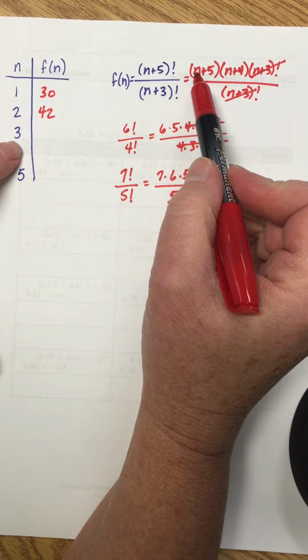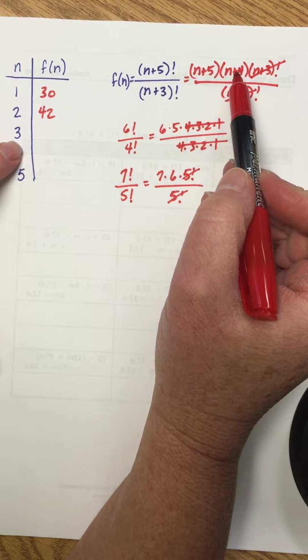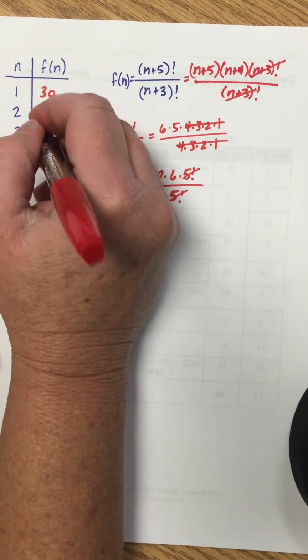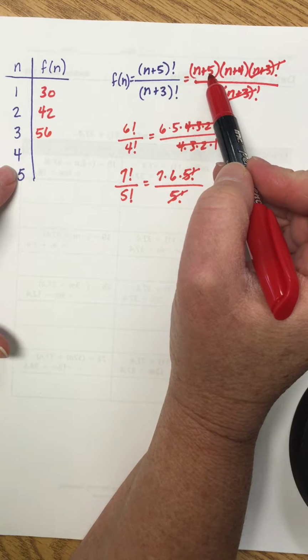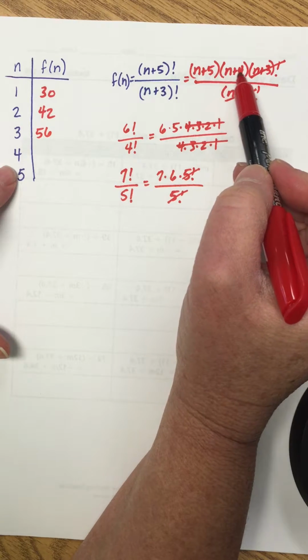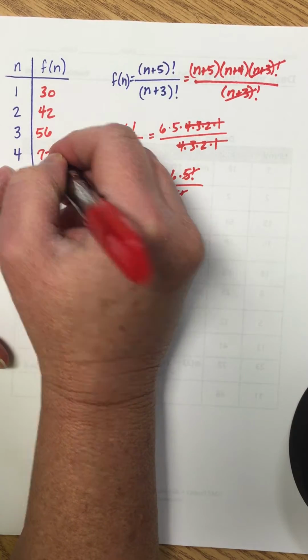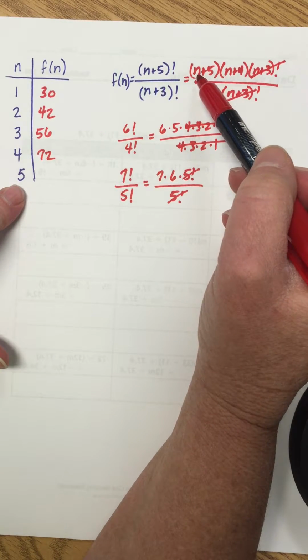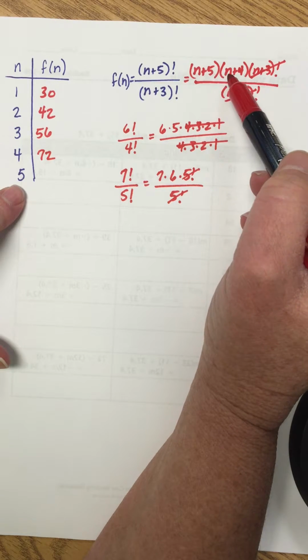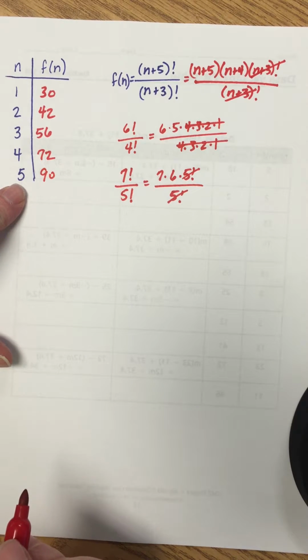So if I use 3 in here, then I get 3 plus 5 is 8, times 3 plus 4 is 7. 8 times 7 is 56. If I put 4 in here, I get 4 plus 5 is 9. 4 plus 4 is 8, and 9 times 8 is 72. For one more, if I put 5 in for n, 5 plus 5 is 10. 5 plus 4 is 9, and 10 times 9 is 90. And I can continue in that manner.